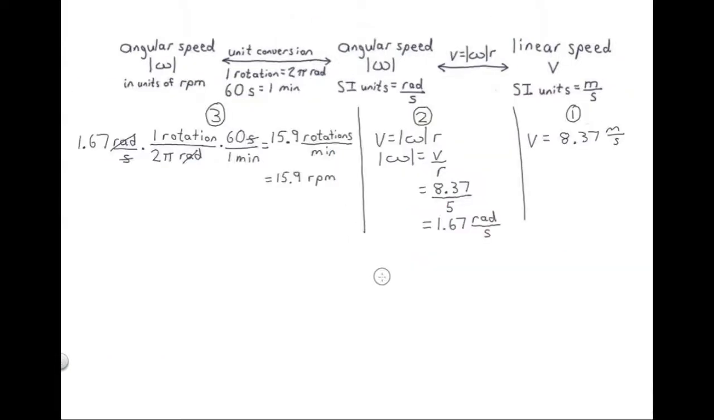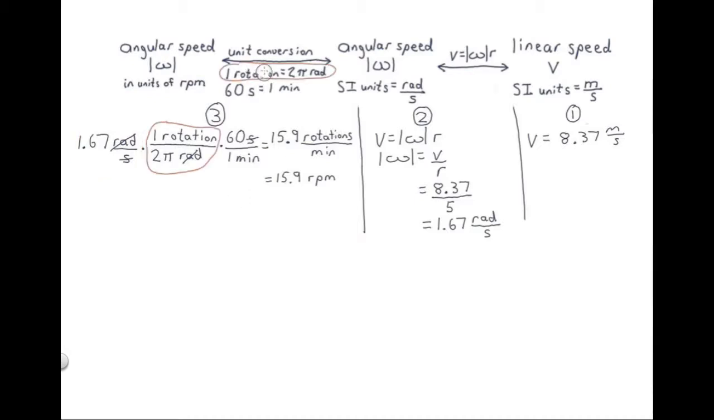Now for part C of the problem, we need to convert from units of radians per second into units of RPM. You should know that RPM stands for units of rotations per minute. This is really just an ordinary unit conversion, so we accomplish this part of the problem with an ordinary unit conversion process. We take our starting value, 1.67 radians per second, and then we multiply it by 2 conversion ratios in order to convert the units from radians per second into units of rotations per minute.